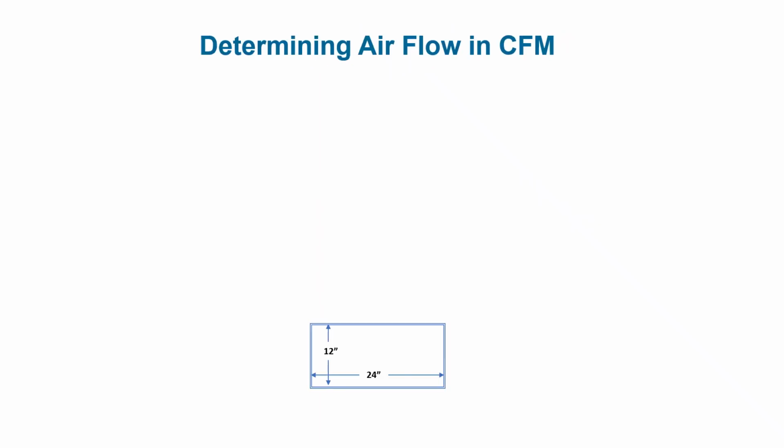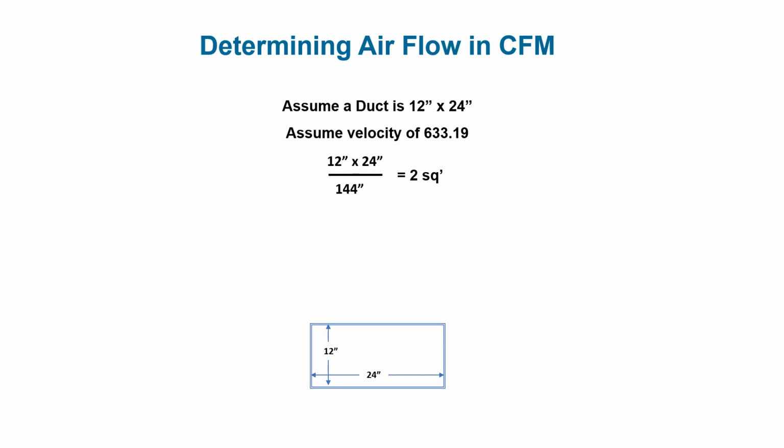Once we have determined the velocity, we must determine the airflow in cubic feet per minute. Assume a duct is 12 inches by 24 inches. In the previous slide, we calculated a velocity of 633.19 feet per minute. We must convert inches to feet. There are 144 square inches in 1 square foot. I showed 12 times 24 inches divided by 144 inches, which would equal 2 square feet.